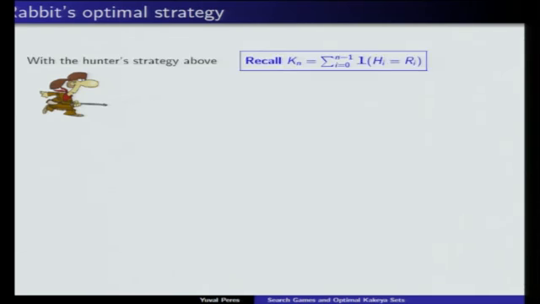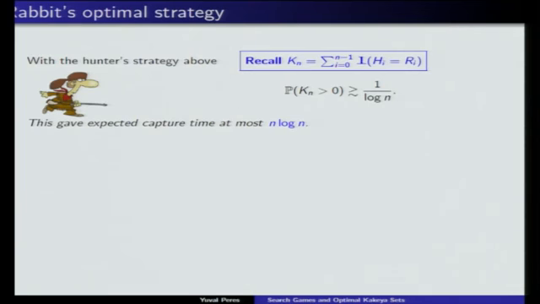So then once you know that, you get the second moment bound, and the probability of collision in n steps is at least 1 over log n, which gives a capture time of at most order n log n. Because with probability at least 1 over log n per round, the number of rounds needed to capture will be log n, so this gives an n log n upper bound.